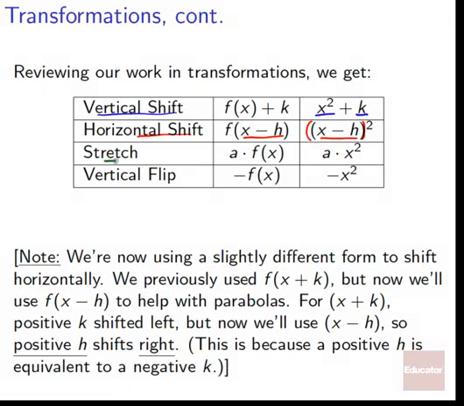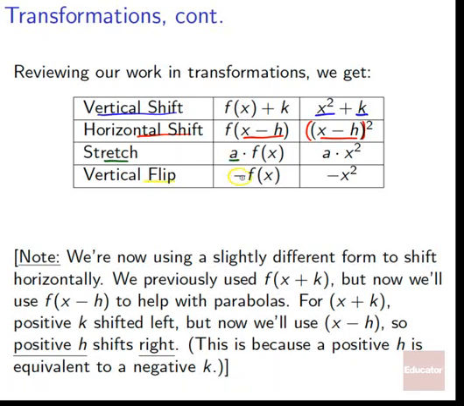Stretch: if we want to stretch it, we multiply by a times f of x. As a gets larger and larger, it'll be more stretched vertically because it's amping it up. And as a gets smaller and smaller, closer and closer to 0, it's going to squish it down because it is taking it and making any given value output smaller. And then finally, vertical flip.